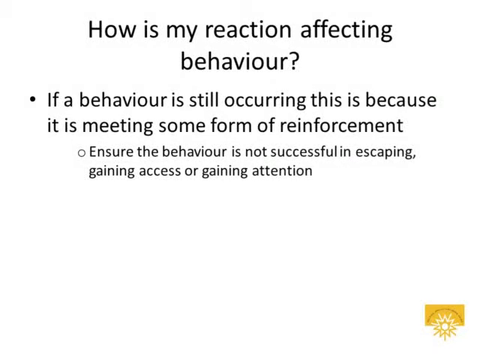So you need to consider, in implementing any kind of punishment procedures, or any kind of behaviour change procedures really, how your reaction is affecting the behaviour. If a behaviour is still occurring, this means it's meeting some form of reinforcement. And the easiest way to stop the behaviour from occurring is to ensure it's not successful. It doesn't result in escape, it doesn't result in attention, it doesn't result in gaining access to specific items. It's not effective, it's not going to happen again. So thinking back to the function of behaviour, knowing why the behaviour is occurring will help you in how to manage it.